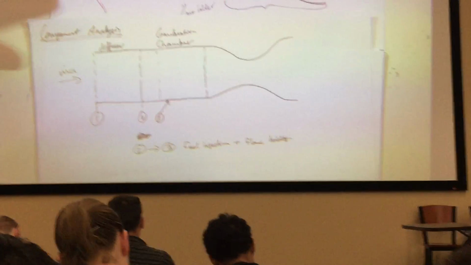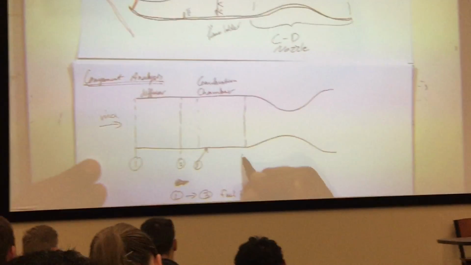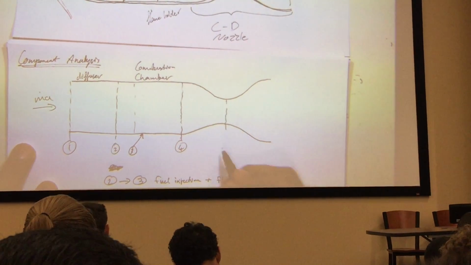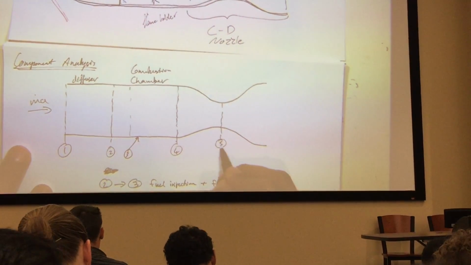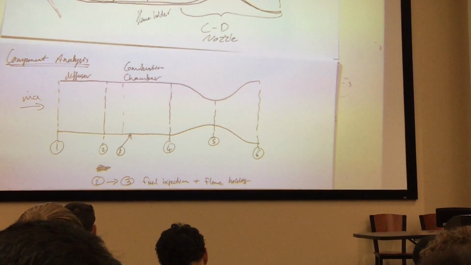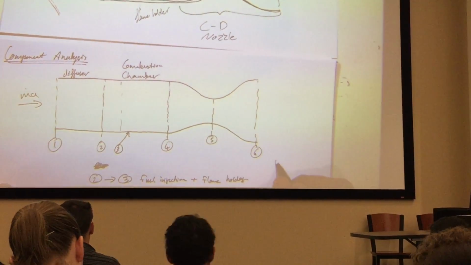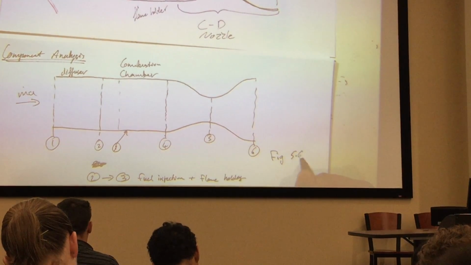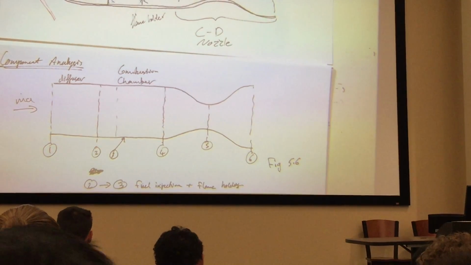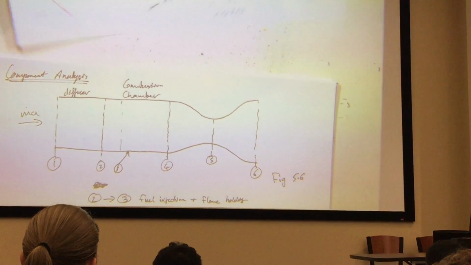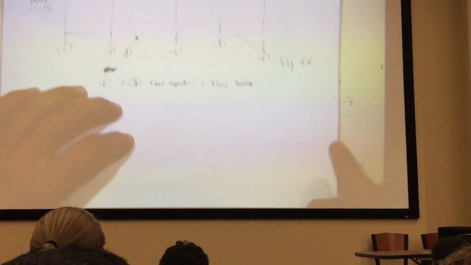This right here section. And then station 4, station 5 is my throat, station 6 is my exit. This is actually figure 5.6 in the book. So let's start first by characterizing the ideal ramjet.